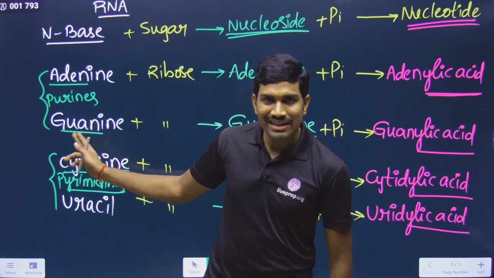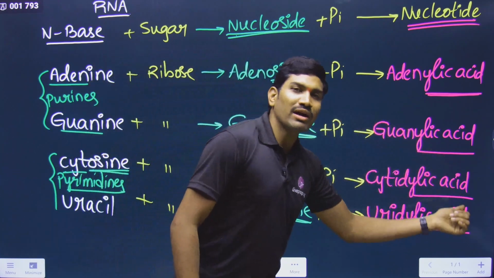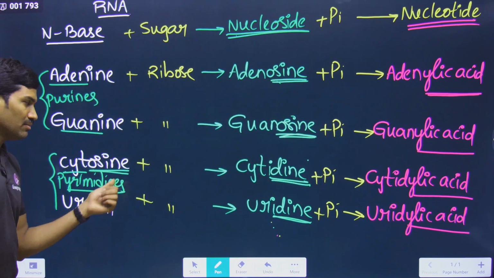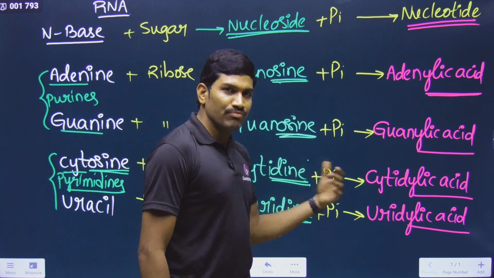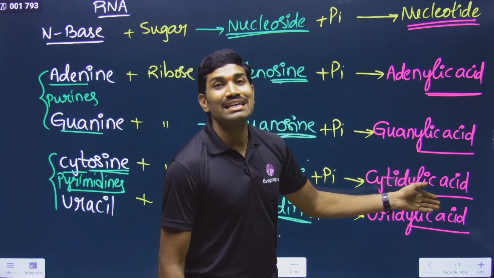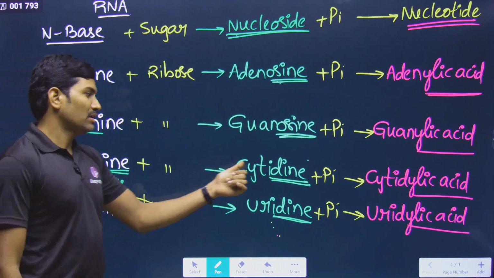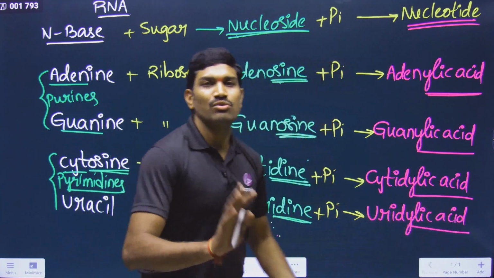So guanine is a nitrogenous base, guanosine is a nucleoside, guanylic acid is a nucleotide. Next one, cytosine plus ribose is forming cytidine. To this cytidine, if Pi is attached, now it will form cytidylic acid. So the nitrogenous base is cytosine, cytidine is a nucleoside, cytidylic acid is a nucleotide.